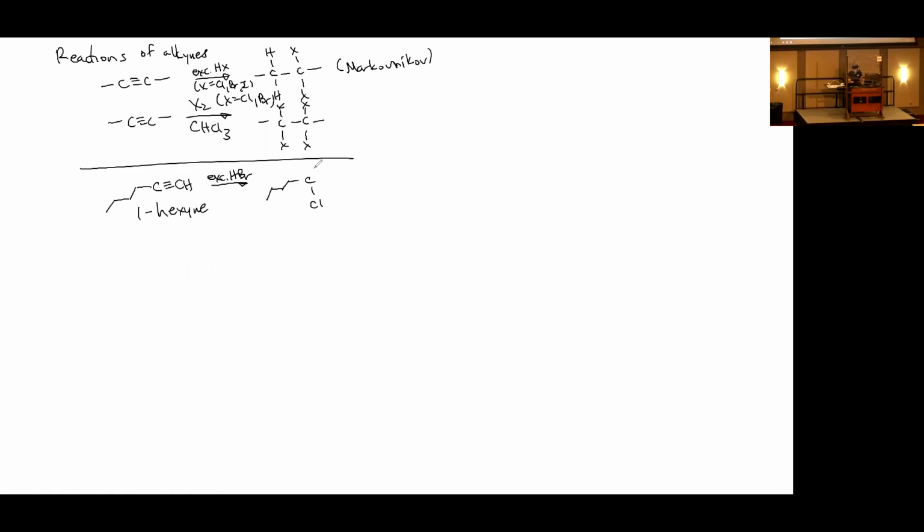Oops. Let's not do nuclear chemistry. Let's keep them as bromines. I would expect we would get that compound. We'll do the mechanism in a moment. Actually, we'll do it right now.